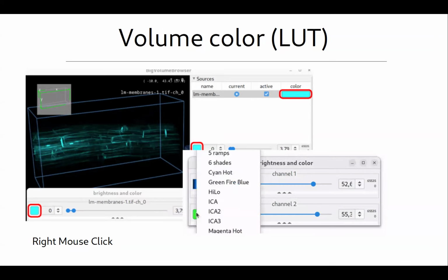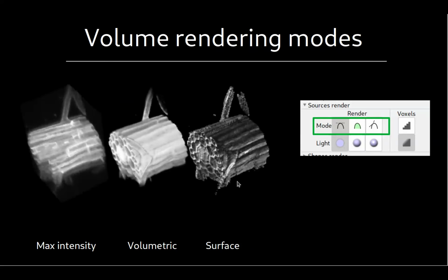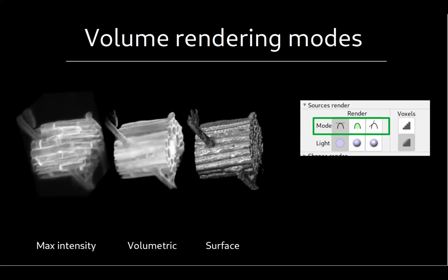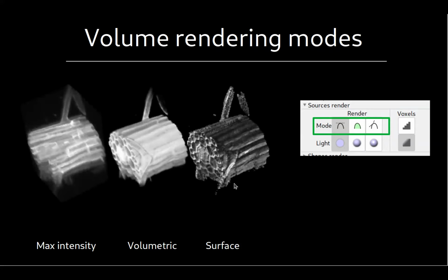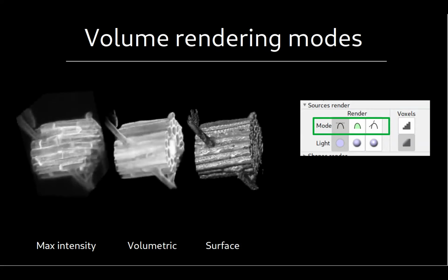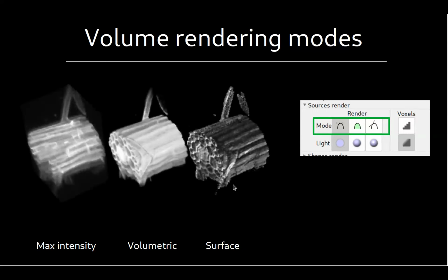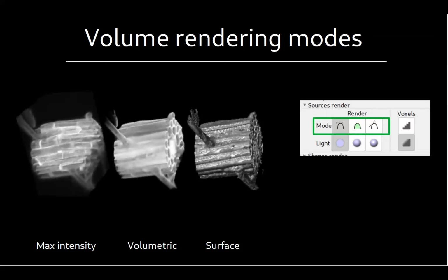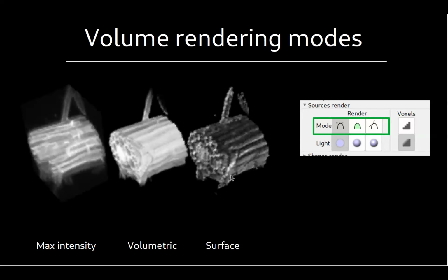The next choice that people usually make is you need to pick the rendering mode. BigVolumeBrowser supports 3 rendering modes. They can be found in the source render card panel, on the right, this one. There is a maximum intensity, volumetric, and the surface mode. Let's quickly go into what is different about them.